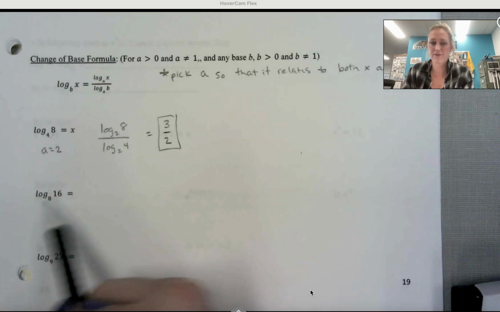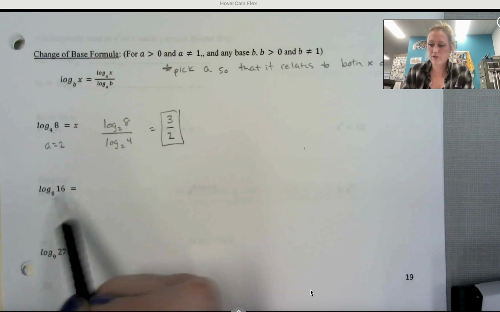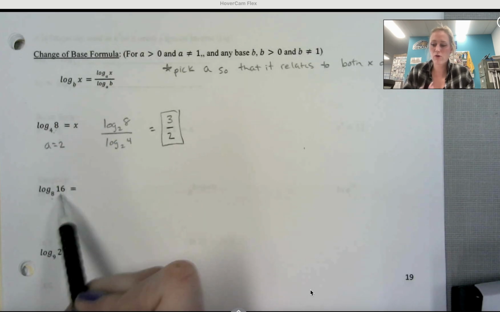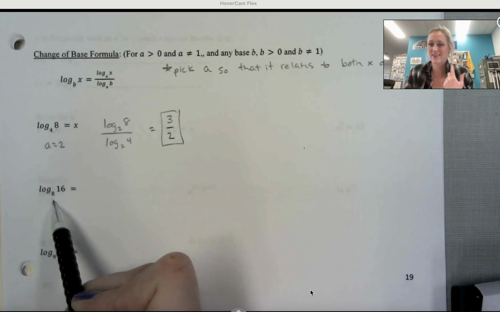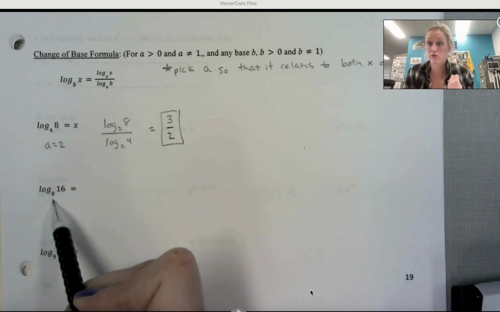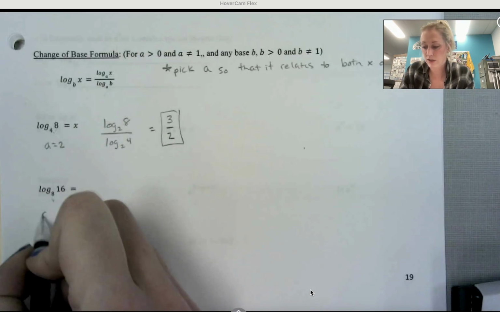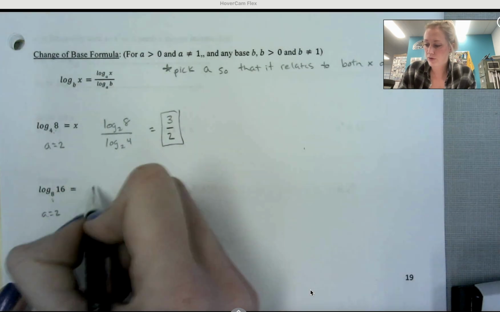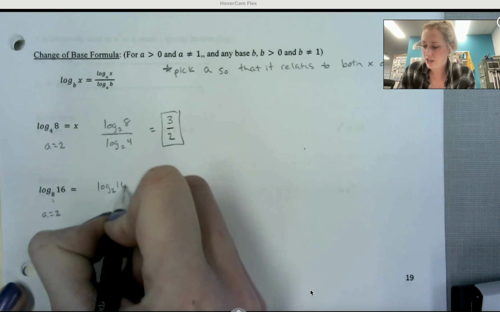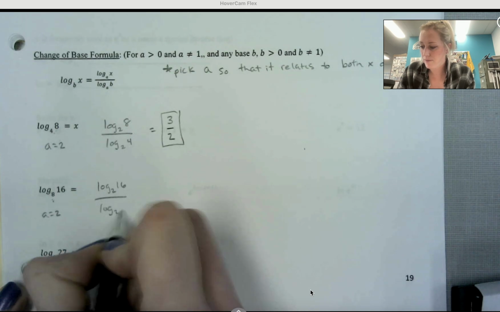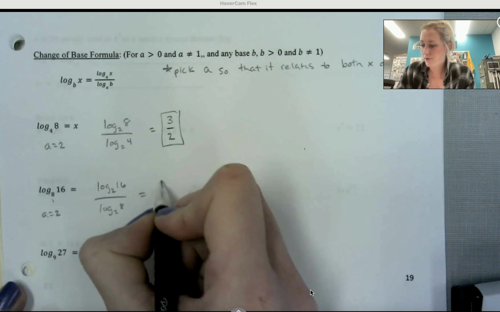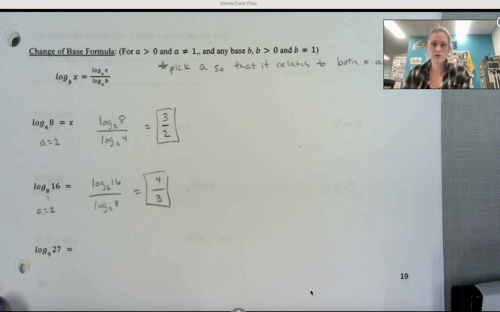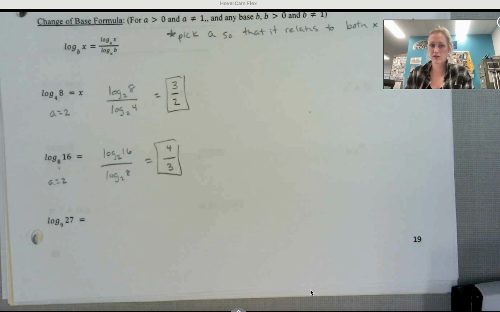We're going to do something very similar on this one. Pick a value that goes into both of these exponentially. You might think 4, but remember 4 doesn't go into 8 as an exponent. I want to pick something that goes into 8 exponentially, which again in this one is going to be 2. 2 to the 3rd is 8, 2 to the 4th is 16. So we have log base 2 of 16 over log base 2 of 8. 2 to the 4th is 16, 2 to the 3rd is 8, so 4 thirds is what that one evaluates to.